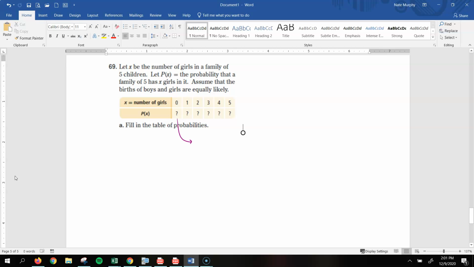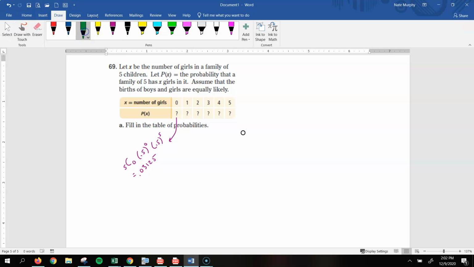So let's start out with the probability of having 0 girls. So there's going to be 5 children, and we're going to have 0 girls. And it says that they're equally likely, so that means we have a 50% chance of having a girl, and we have a 50% chance of having a boy. And so in this case, if we have 0 girls, we would have all 5 being boys. And so this you'd plug in your calculator. When you do that, you end up getting 0.03125. Okay, so that's the probability of getting 0 girls.